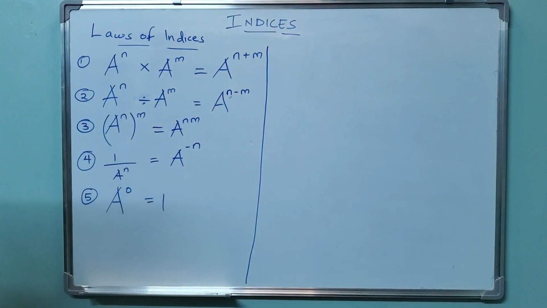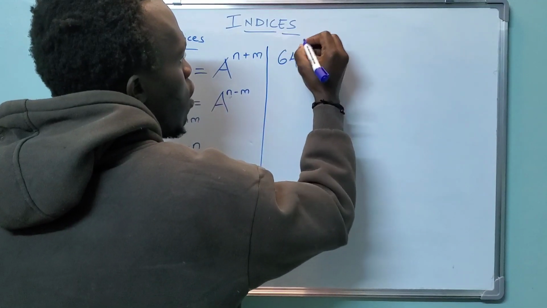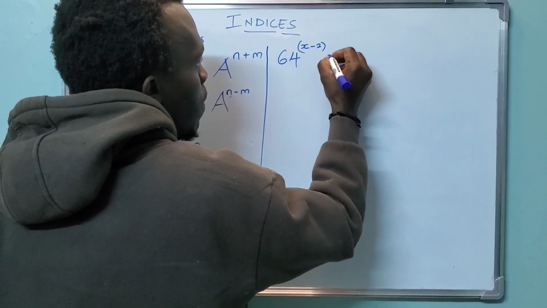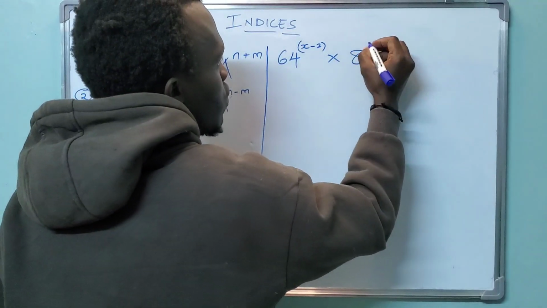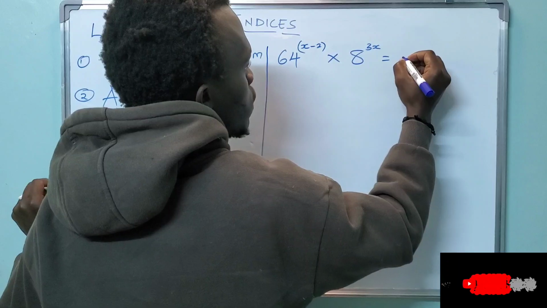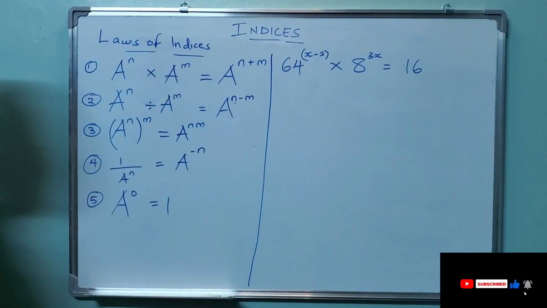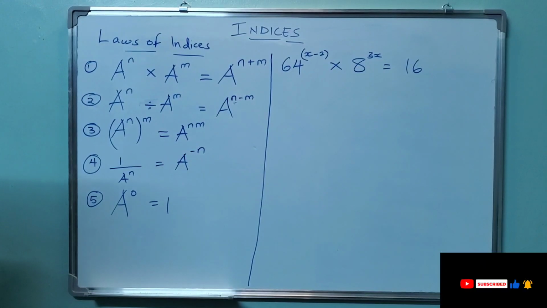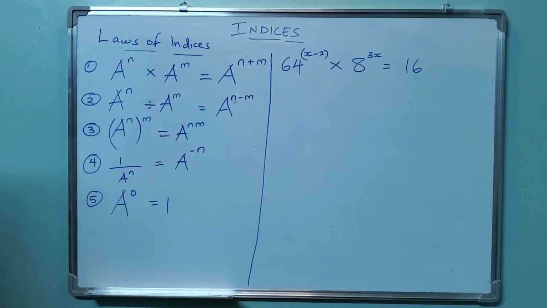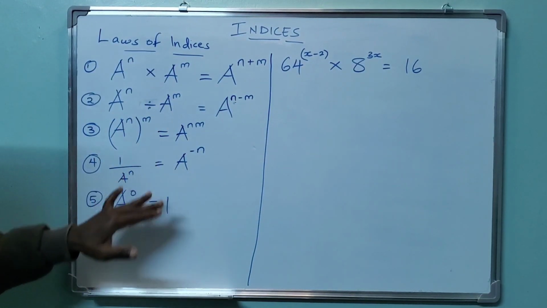Suppose you've been given something like 64 raised to power x minus 2, multiplied by 8 raised to power 3x, being equal to 16. Let's say for instance, so let us try that example. First of all, we have to make 64, 8, and 16 to the same base. Remember, this formula can only work.